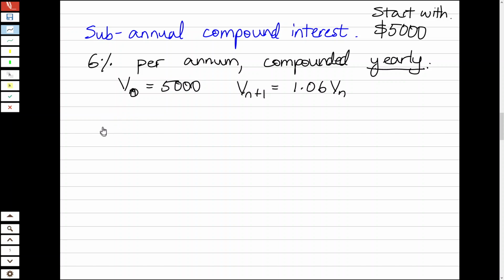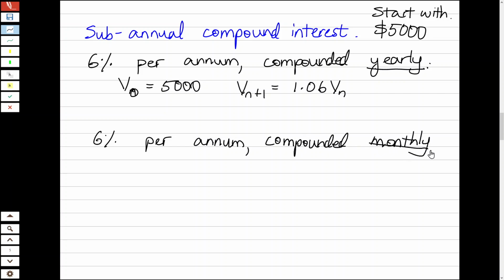So the first thing I want to do with you is to say, what happens if we compound it monthly? Correct. So did you study any of this in year 10 maths? Sub-annual compound interest?